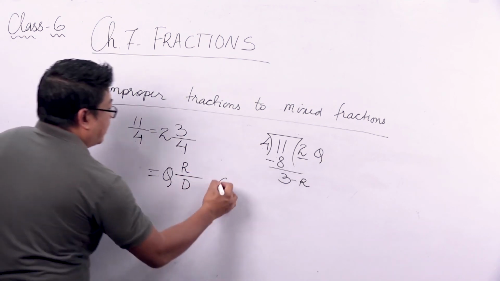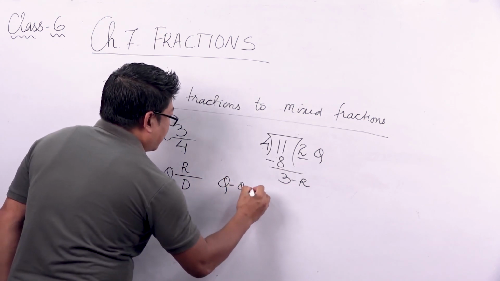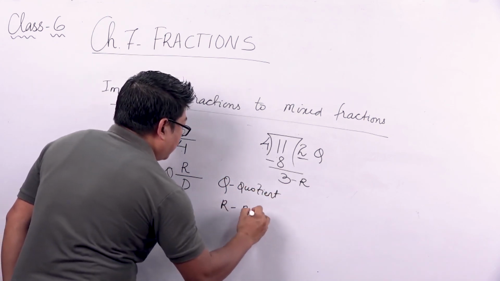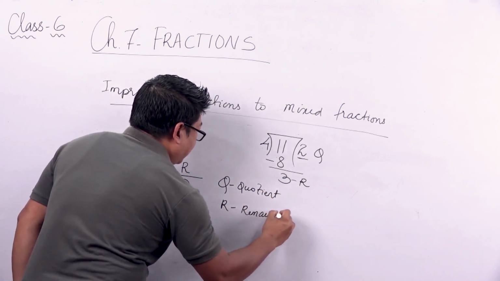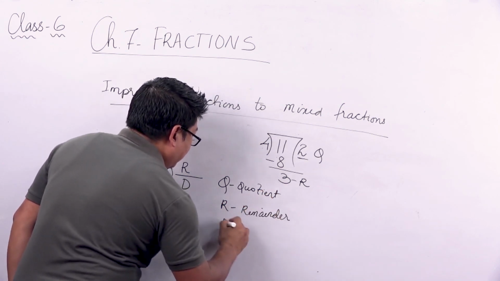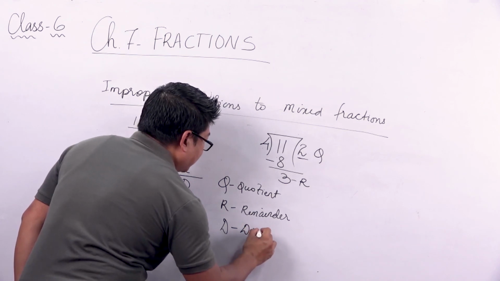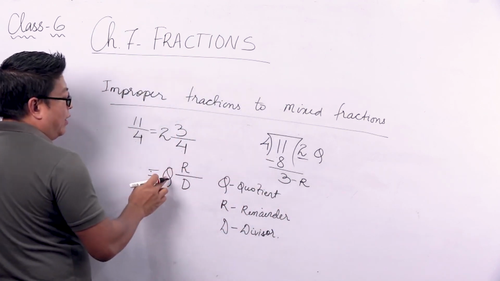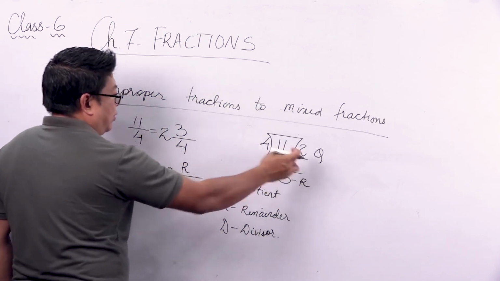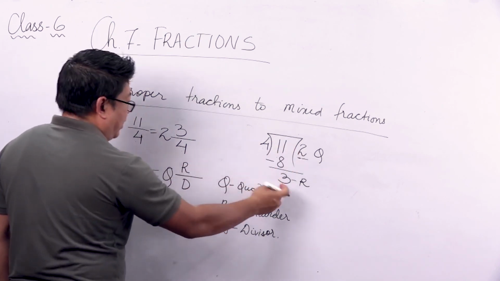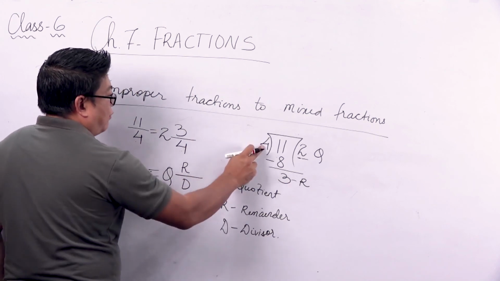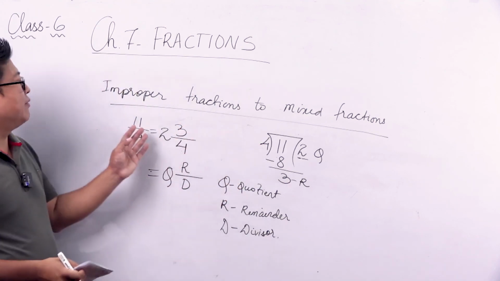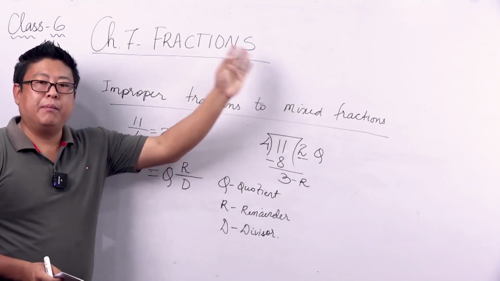That means Q is for quotient, R is for remainder, and D we're using for divisor, okay? Divisor, the number with which you are dividing. So here, quotient is 2, remainder is 3, and divisor is 4. So 2, 3 by 4. So this is how you convert improper fractions to mixed fractions.